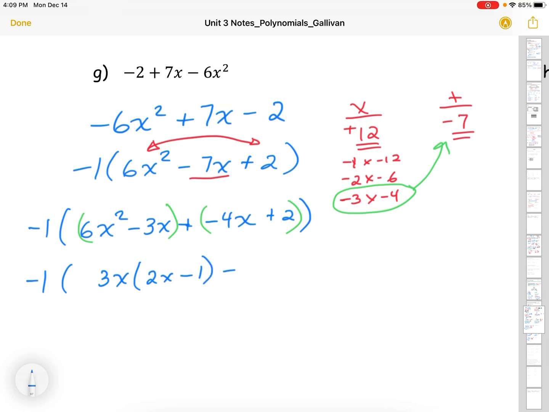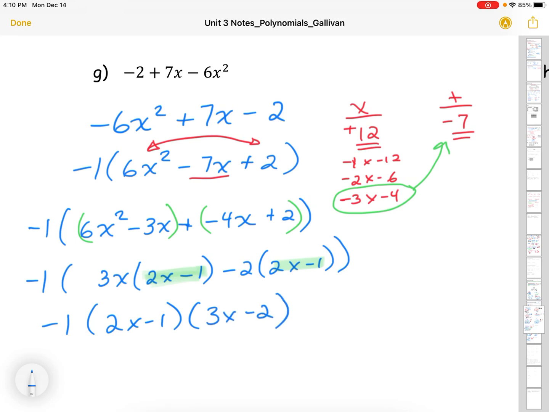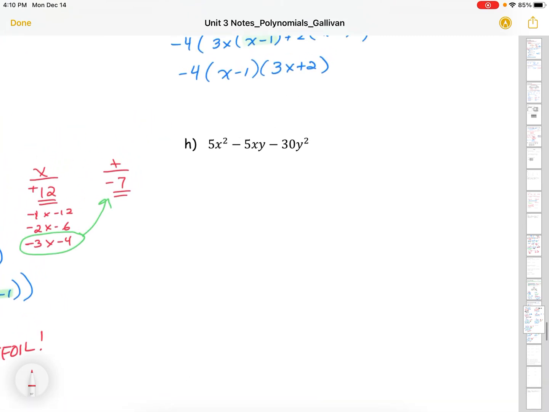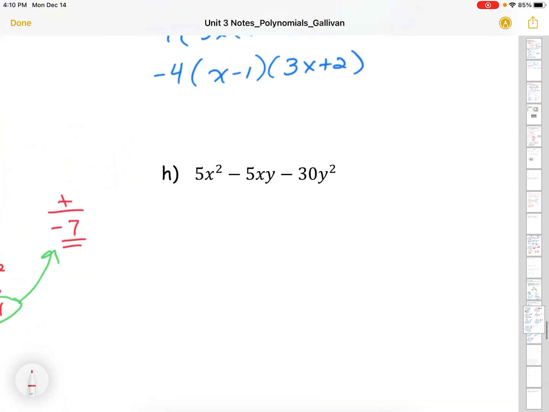And here we're going to factor out a negative 2. And I'll get 2x minus 1. All right. We are on the right track because that's the same as that, right? Okay. So keep my negative 1 there. 2x minus 1 times 3x minus 2. And how would we check? We would check with FOIL. I check by checking my notes, but check with FOIL.